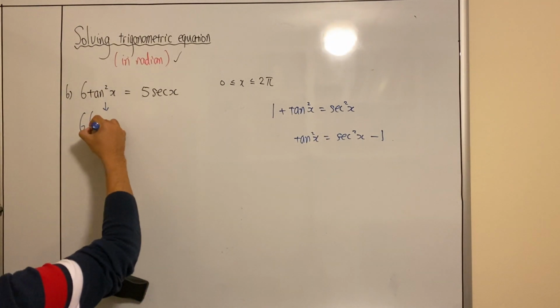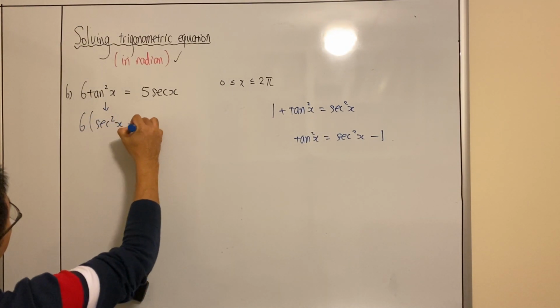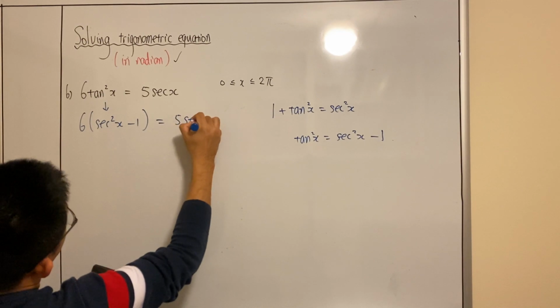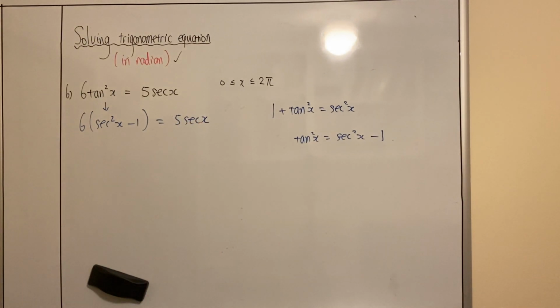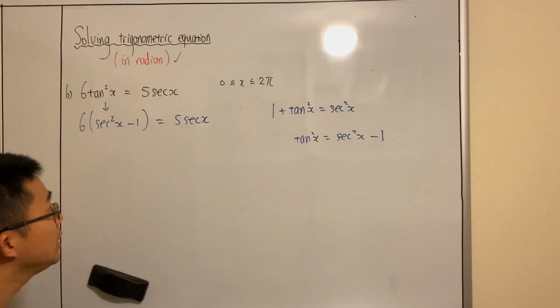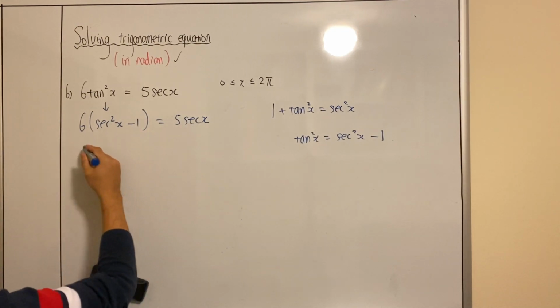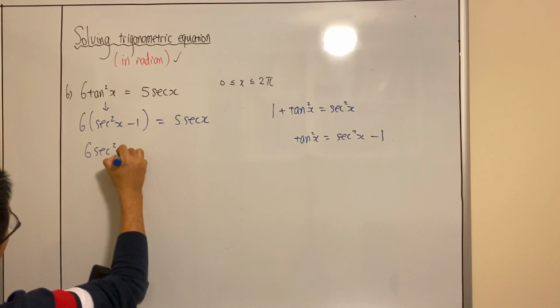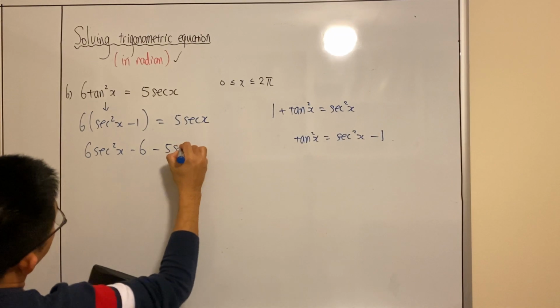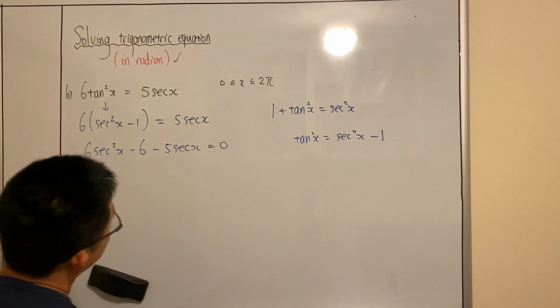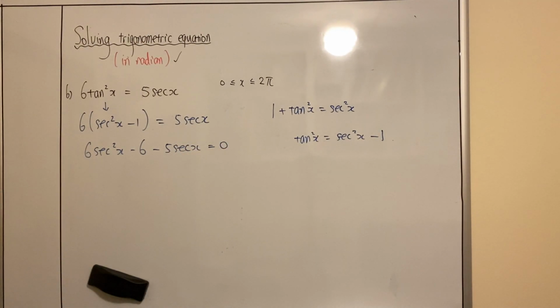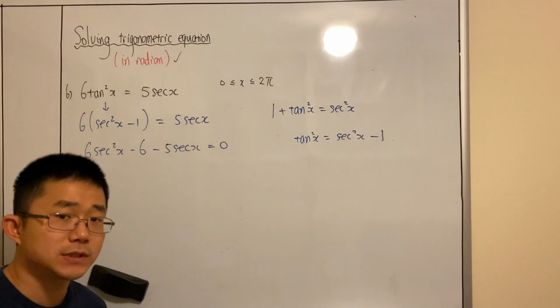All right, so therefore we can change that into sec squared x minus 1 is equal to 5 sec x. That is the first step. So that becomes a quadratic. Let's rearrange them: minus 6 minus 5 sec x equals 0. So you just expand and move the terms on the right to the left.